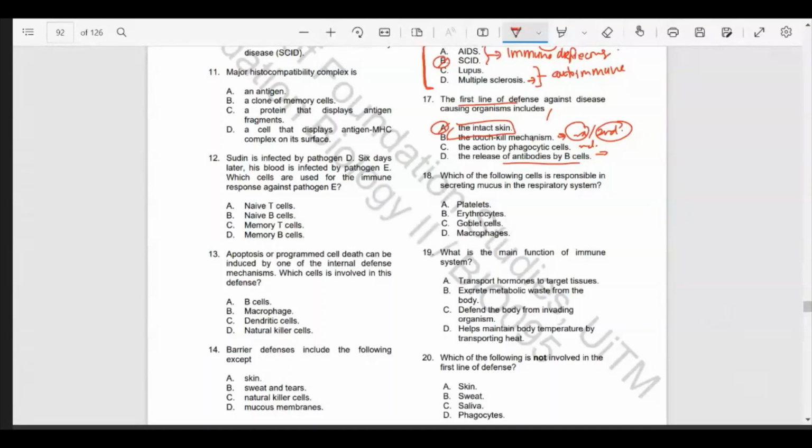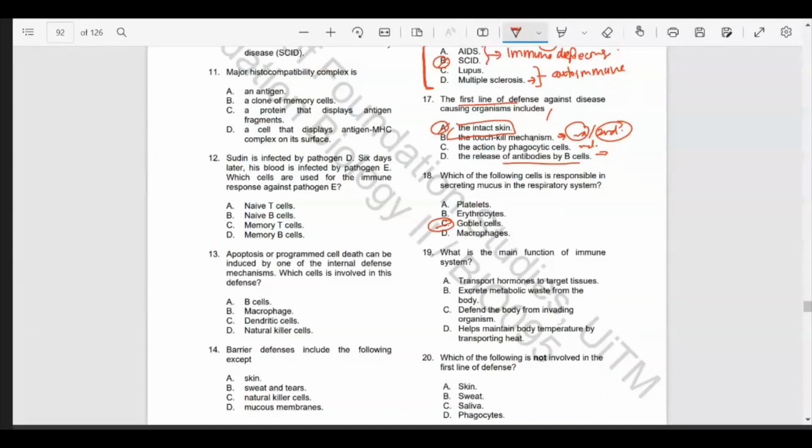Okay, 18. Let's go back to Umar. Are you stable yet or not? Okay, 18. Which of the following cells is responsible for secreting mucus in the respiratory system? My answer is C, goblet cells.